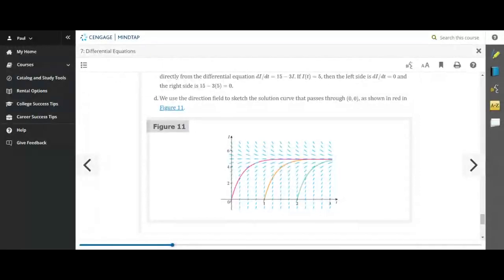See figure 11? There's another direction field for some differential equation. And you see the solution curves there? How they behave? They follow the direction field. That's why it's called a direction field.